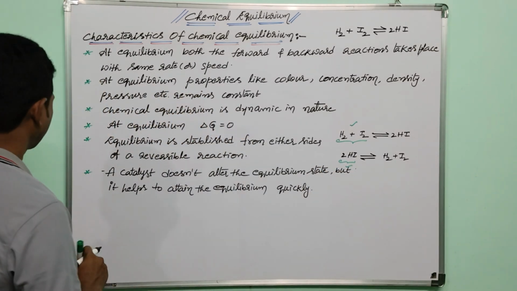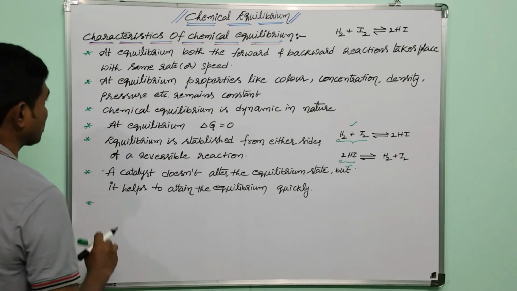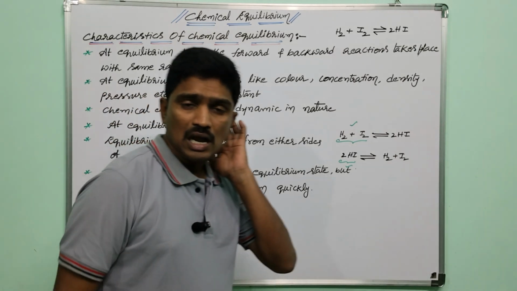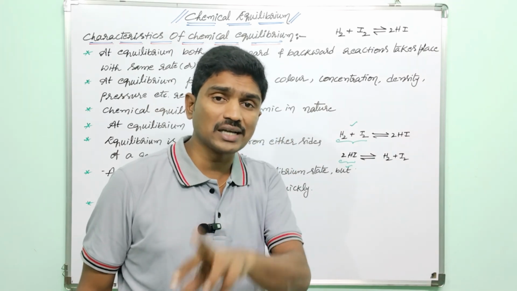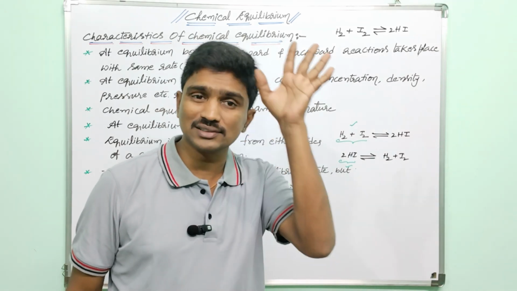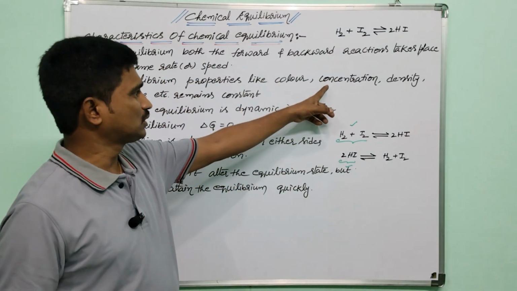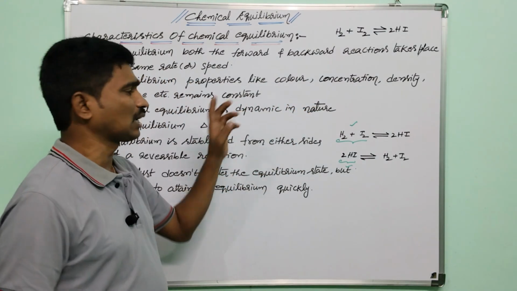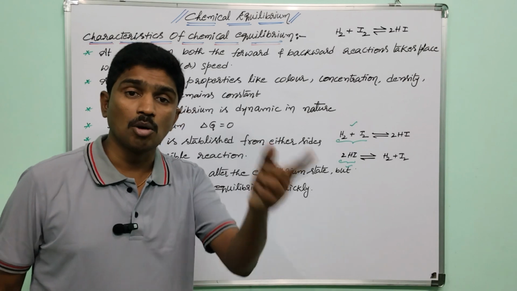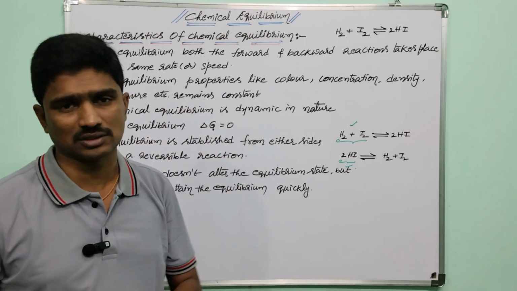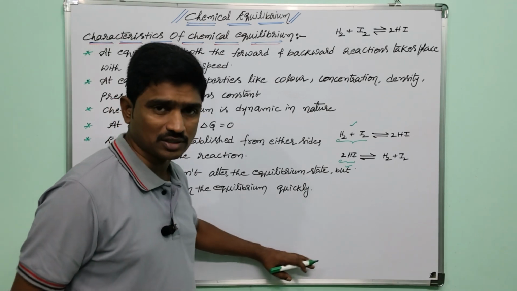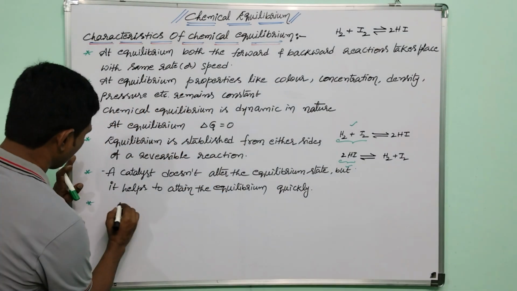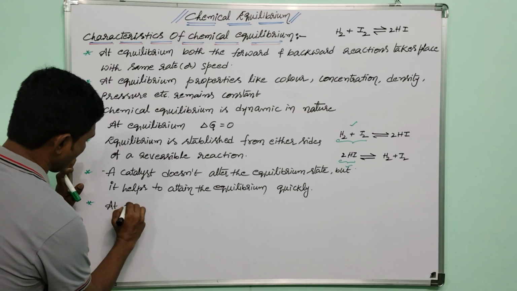Next one, the last characteristic property of equilibrium: at equilibrium state, both the concentrations of reactants and products are constant. Already we said that concentration remains constant. Whose concentration? Both the reactants and products concentration. I will explain with a graphical representation. Clear evident.